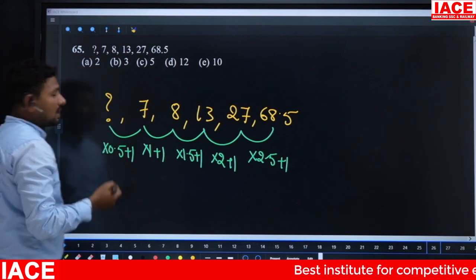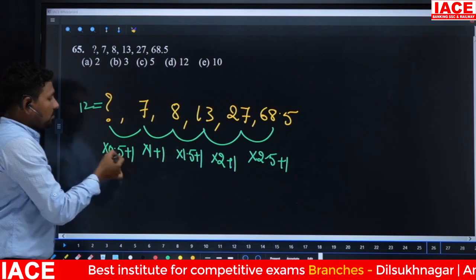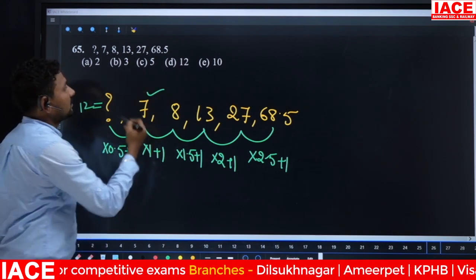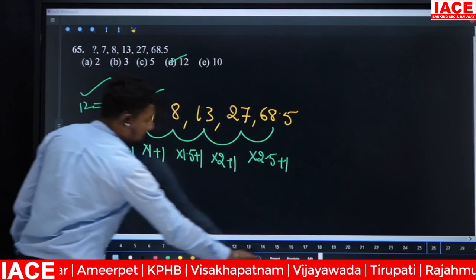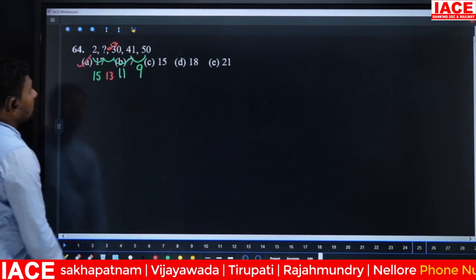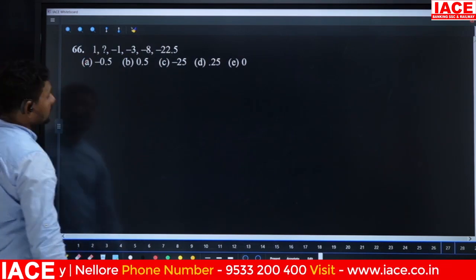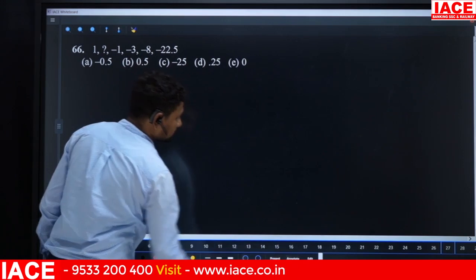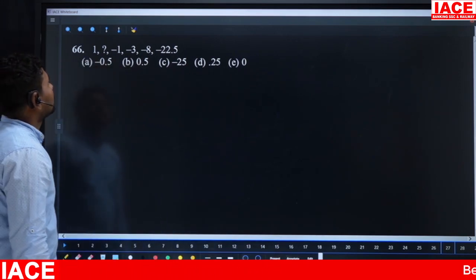What is the number we should apply to into 0.5 plus 1? Then it is 12. 12 into 0.5 is 6, 6 plus 1 value is 7. So our option should be 12 now. Then 66. 1, question mark, -1, -3, -8 and 22.5.